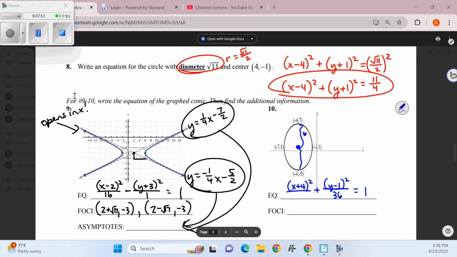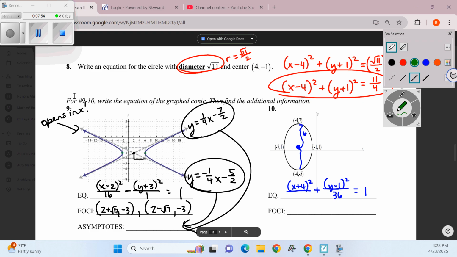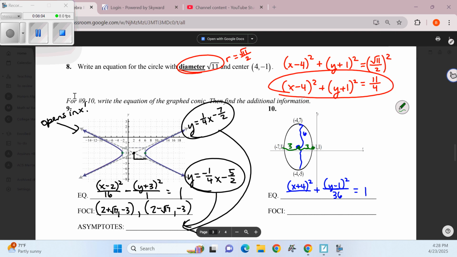In the x direction, we're going from here to here. Looks like from negative 4 to negative 1, or negative 4 to negative 7 in the other direction. That's 3 and 3. So in the x direction, so underneath the x in the formula, we should go out 9.